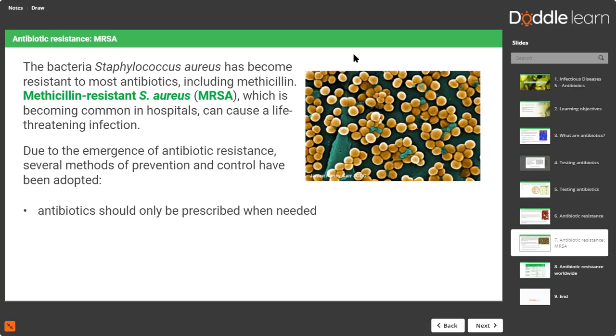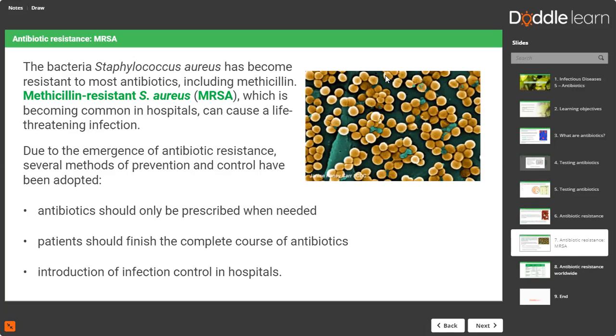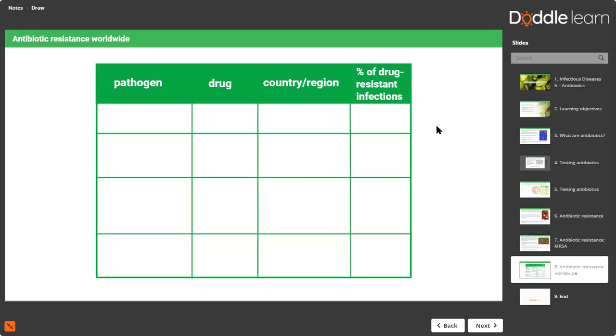If you're a young, healthy adult, you can probably fight that infection off yourself rather than adding to the antibiotic resistance issue. Often young, healthy adults are the ones who don't finish the antibiotic course because they go, oh yeah, I'm feeling fine. That's where these issues arise. And so patients should finish a complete course of antibiotics, and there should be introduction of infection controls in hospitals.